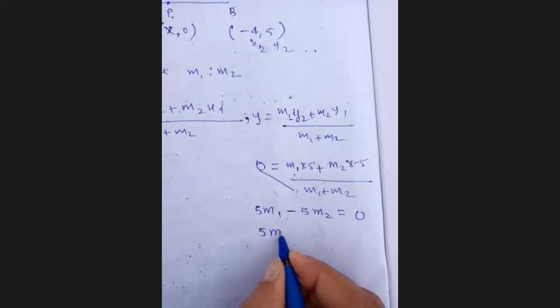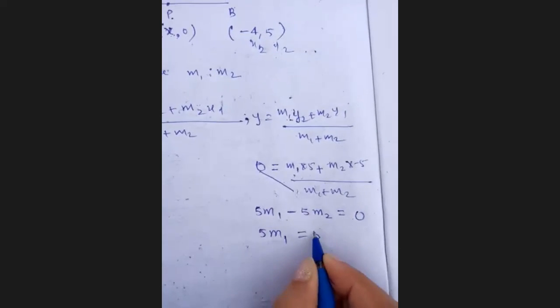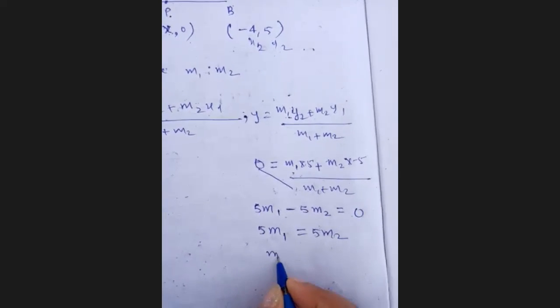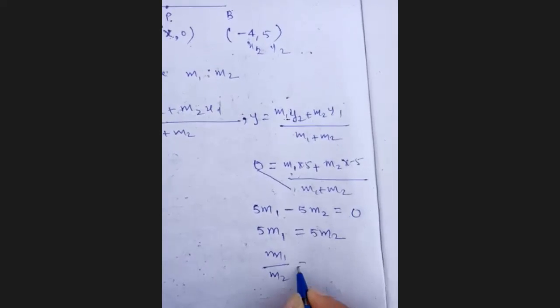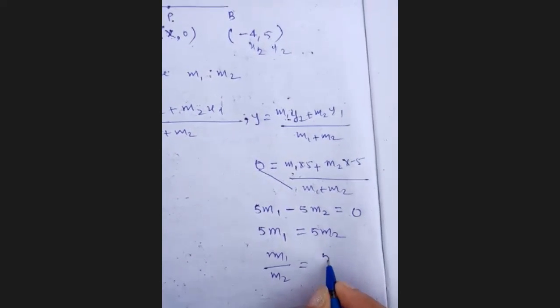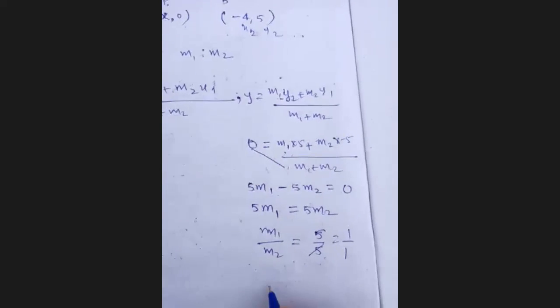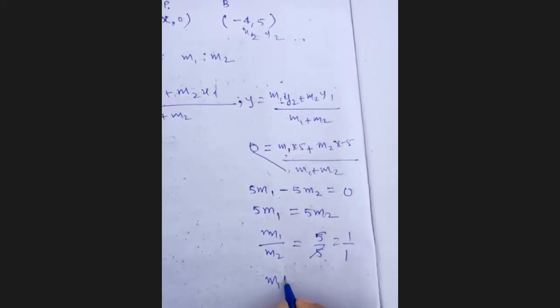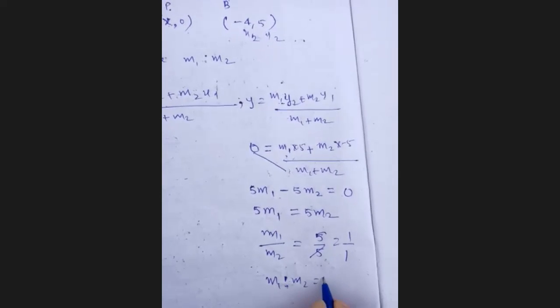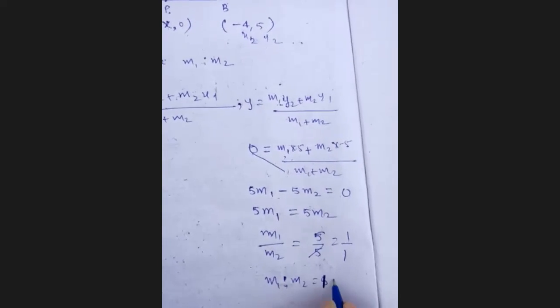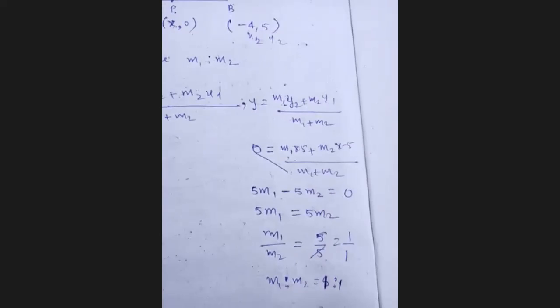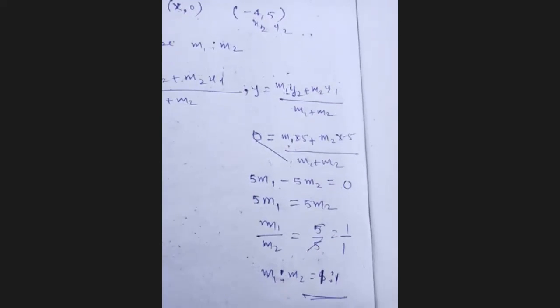It means now we have 5 m1 is equals to 5 m2. मुझे रेशियो बतानी है, so m1 upon m2 is equals to 5 upon 5. What we are getting as ratio, m1 m2 कितने find हुए, 1:1. So here our ratio which we have is 1:1.